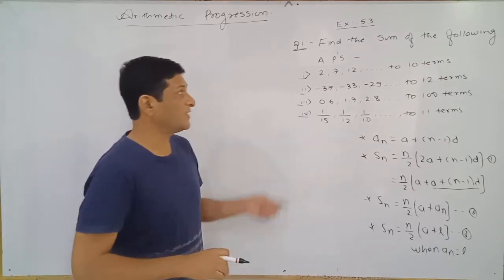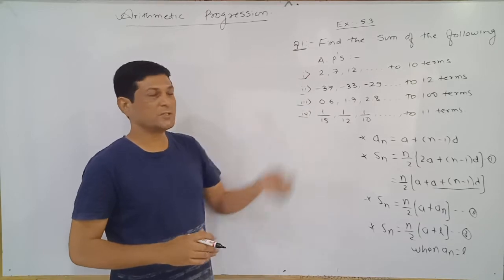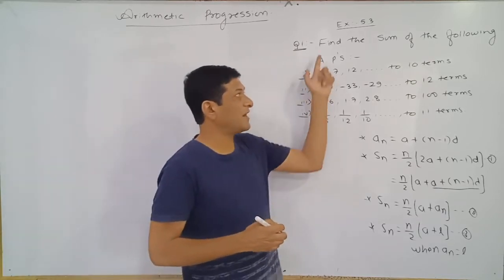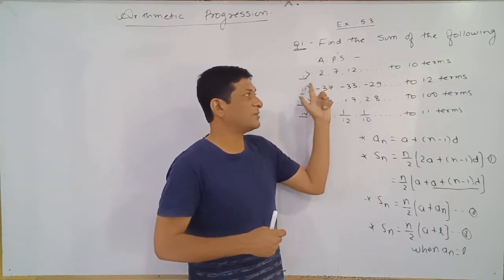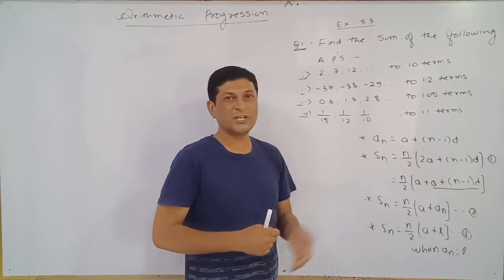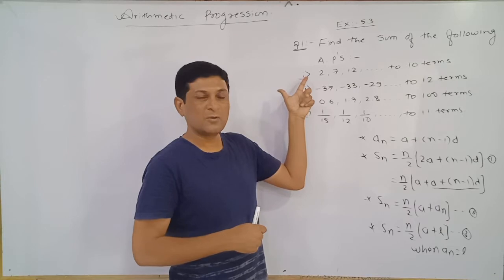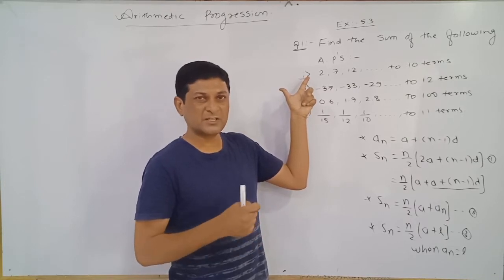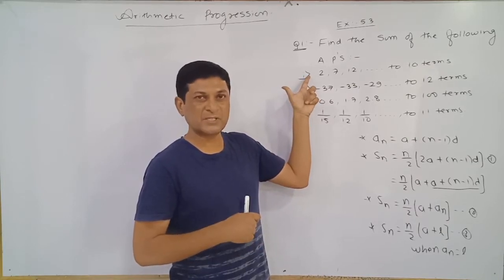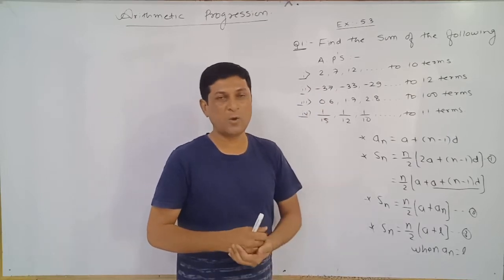Now we are solving example number first. Observe the question. What is the question here? Find the sum of the following arithmetic progressions. Total 4 arithmetic progressions are given to us. Let us try to solve the first example. Whatever method we apply in the first example, the same method we apply in all the remaining examples.